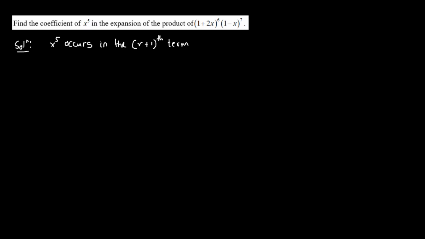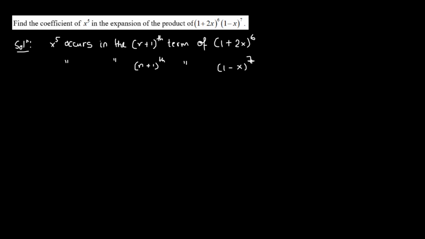for the first binomial expression, which is 1 plus 2x raised to the power of 6, and it occurs in the n plus 1th term of 1 minus x raised to the power of 7.